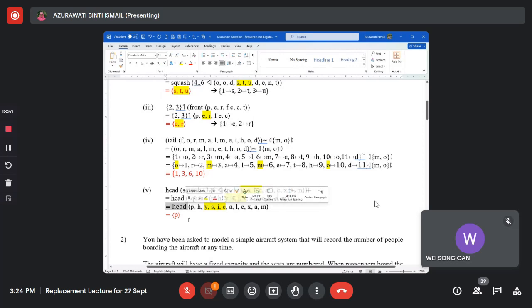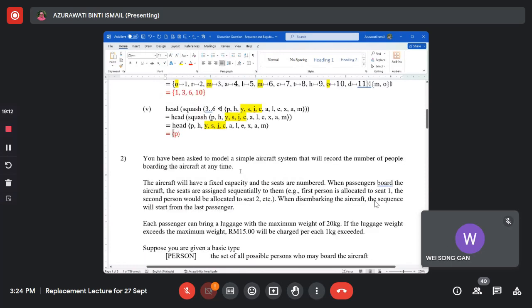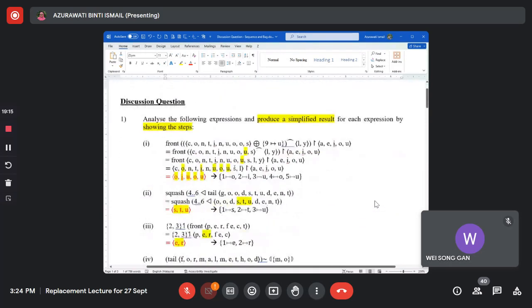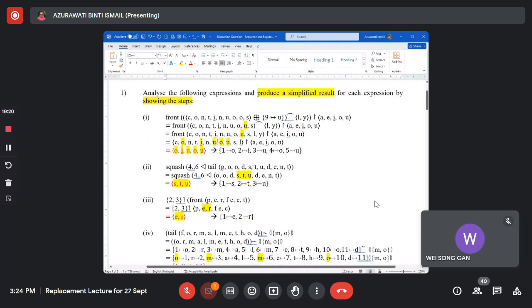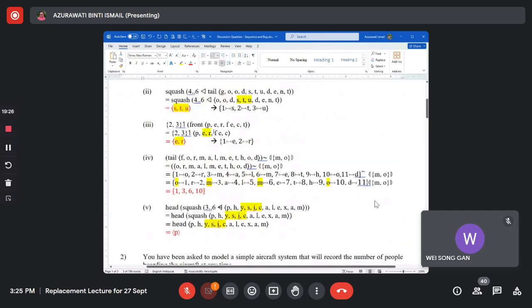Because head is only the first one from the list, your last answer will be B for this question. When you use head, the result is a sequence, so you have to use angle brackets. That is the answer for number 1. When you see this kind of scenario, similar to your tutorial 14, which has similar questions like this, you have to show the steps, putting something like this, showing the steps according to something like this.